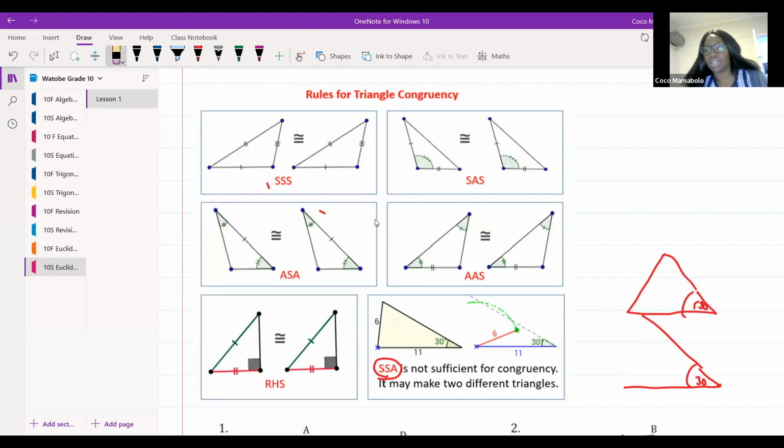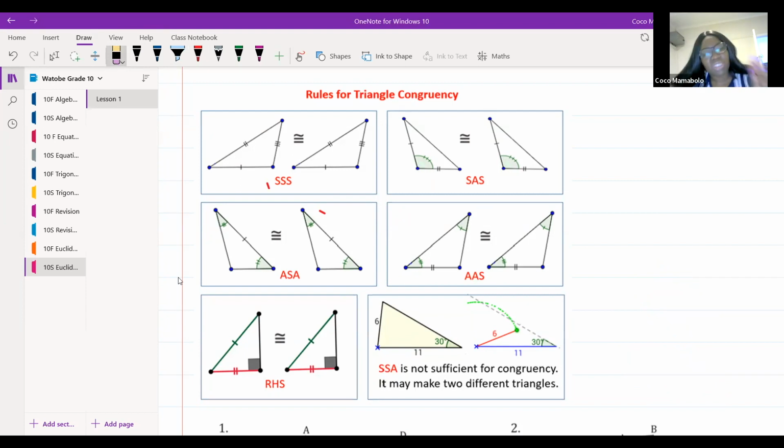I could even move this one and make it a right angle triangle. This is still 30 degrees. That is still 30 degrees. This side is equal to this side, but they're not the same. So side side angle is not a reason. We do not allow side side angle, but the rest of them we need to take into consideration.